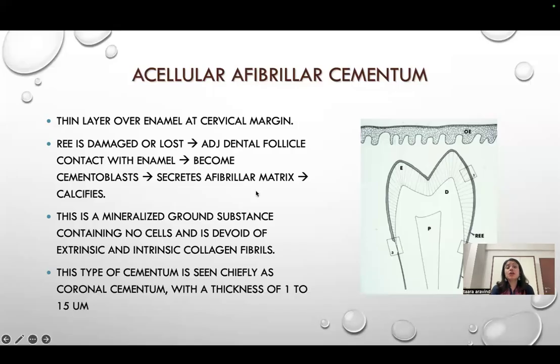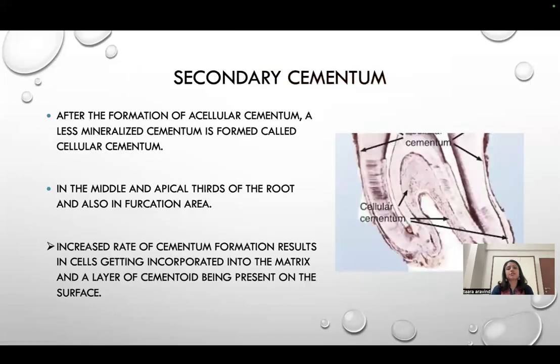So this matrix is devoid of cells and collagen fibers, both extrinsic and intrinsic fibers. That is why it is known as acellular afibrillar cementum. And it has a thickness of 1 to 15 micrometers. So that's about the primary cementum.